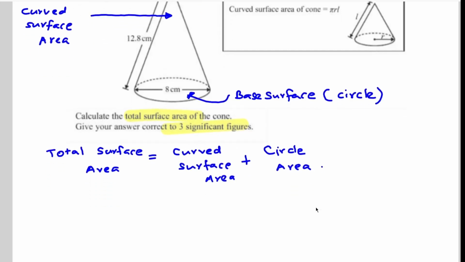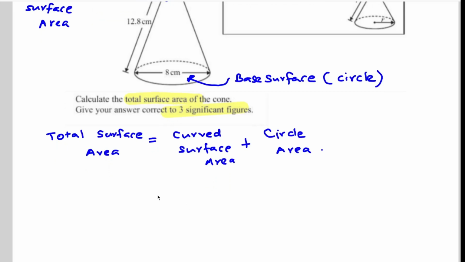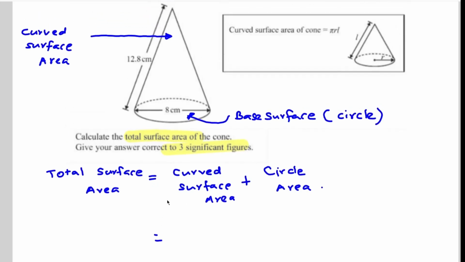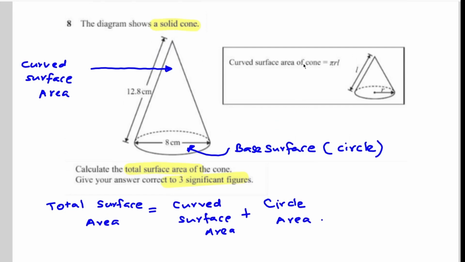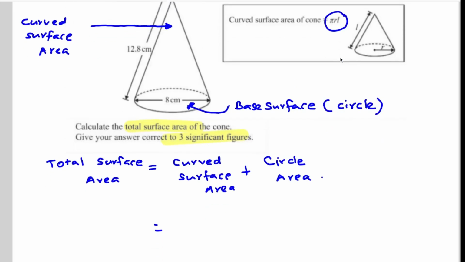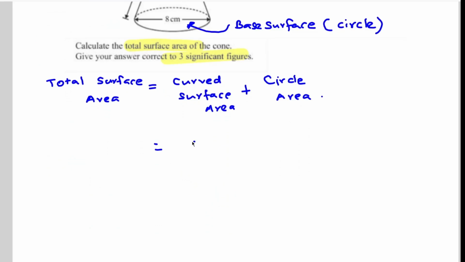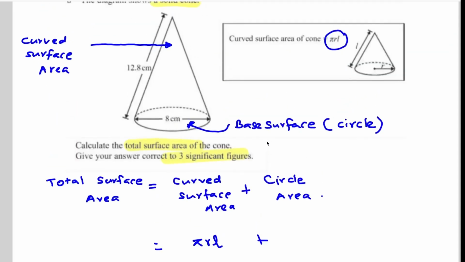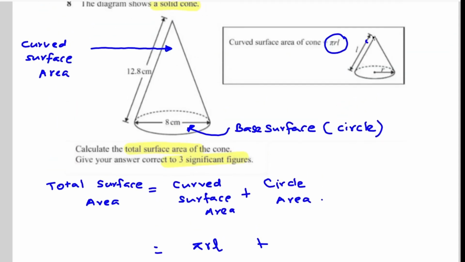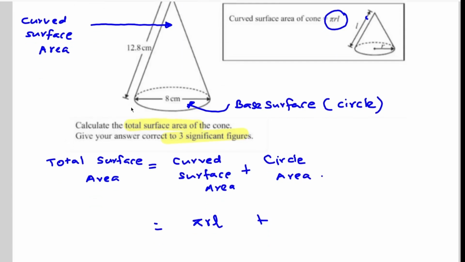So let's get the curved surface area. What is the formula for the curved surface area? Curved surface area of the cone equals pi r L. Pi r L. L is the slant height. So you know what slant height is? Slant height is this one, L. Here it is given in the diagram, L.